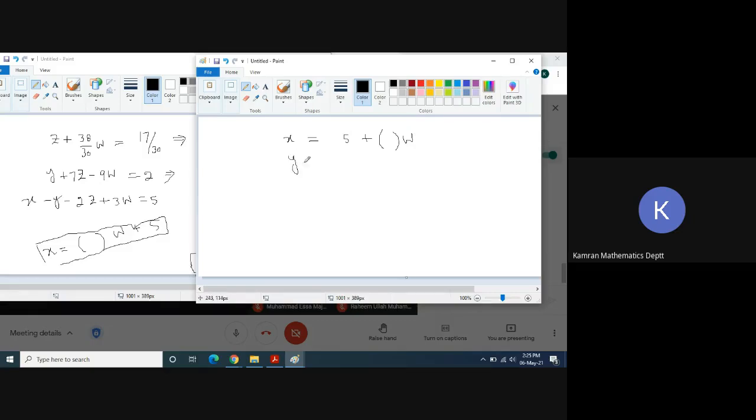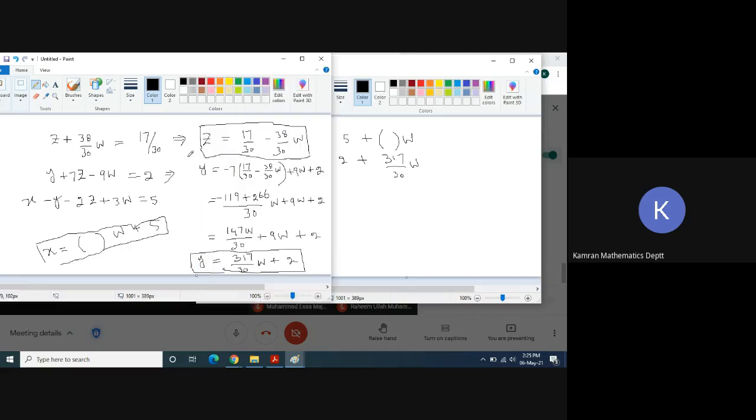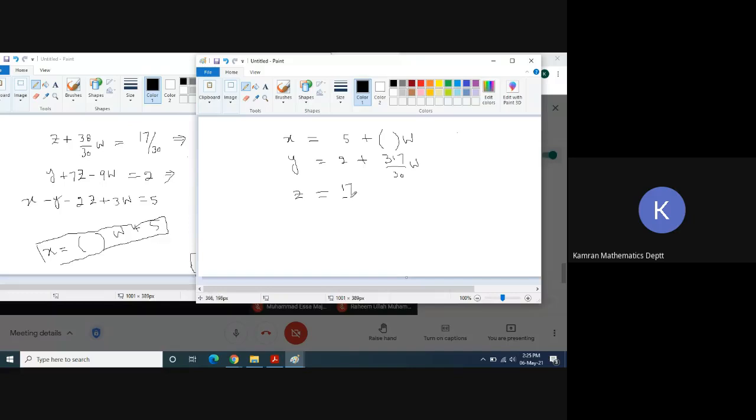y is equal to 2 plus 317 by 30 into w. z is equal to 17 by 30 minus 38 by 30 into w, and w can be expressed as 0 plus 1 times w, because w is w.